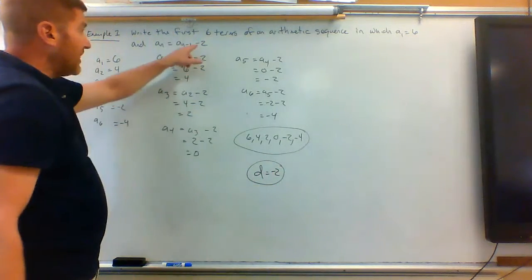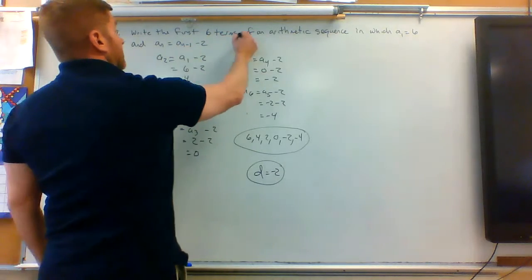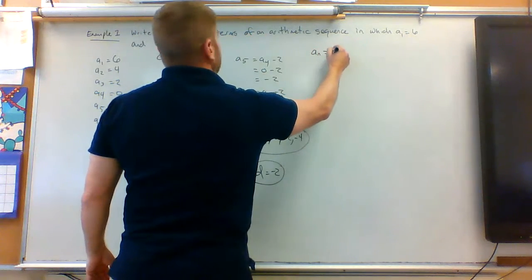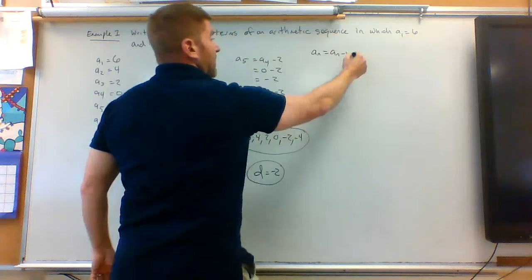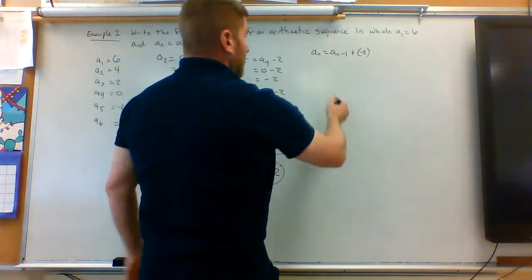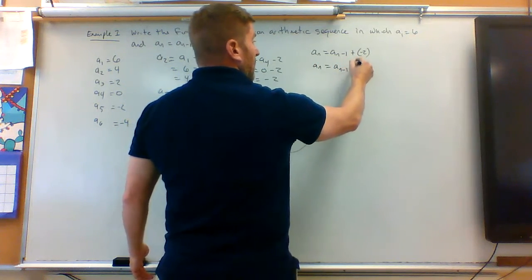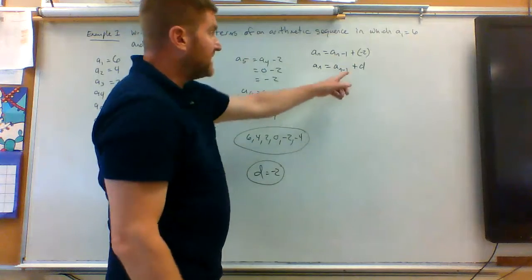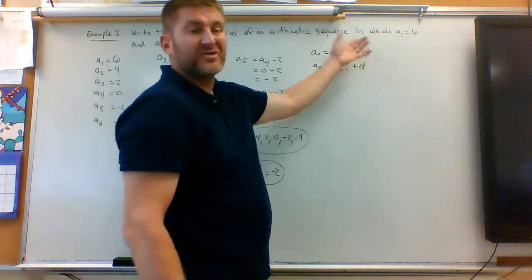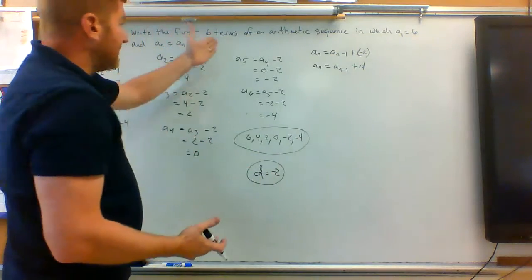All right? And you can tell that because even though that's minus 2, you can rewrite this as A sub n is A sub n minus 1 plus a negative 2. And I look at it this way because for recursive formulas, A sub n equals A sub n minus 1 plus D, where D has to be plus some number. So since it was minus, you've got to look at it as what are you adding? And you're adding a negative 2 there.